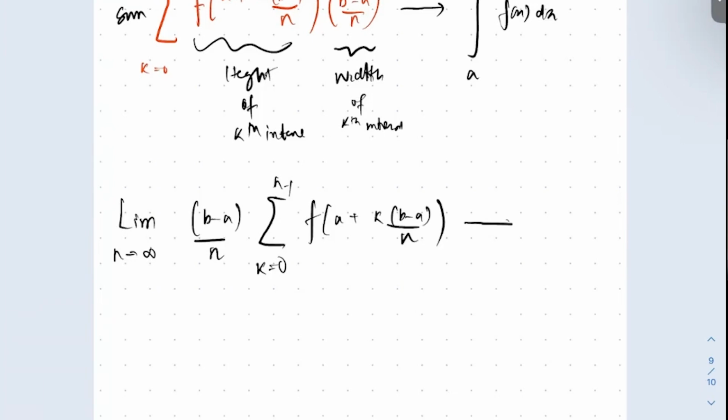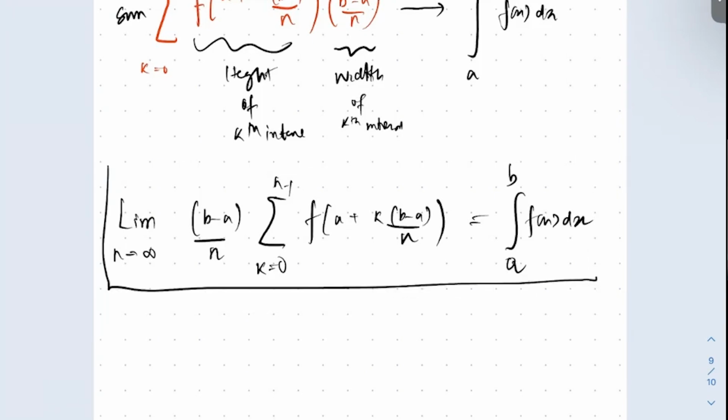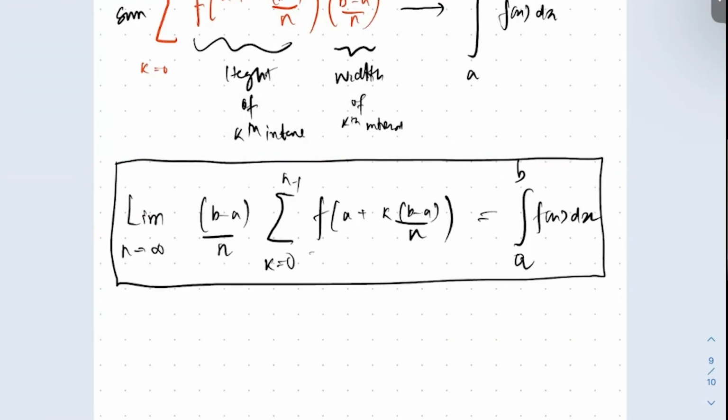This will go to, the limit of this is nothing but the integration from a to b of f(x) dx. This is a very important result, because you can see how integration is related to series. The series here is the sum of f times a constant by n, so it converges to this.